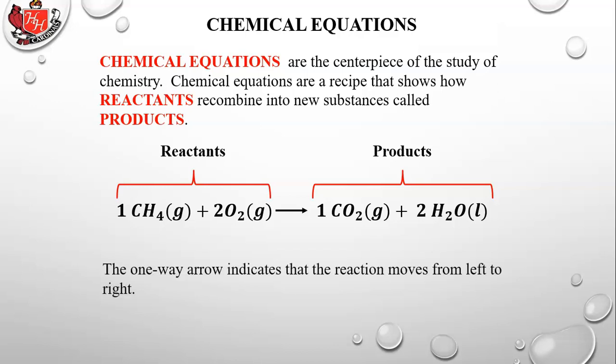The one-way arrow indicates that the reaction moves from left to right. We'll get into reactions in a month or so where the arrow goes both directions, meaning that the reaction can move in both directions.